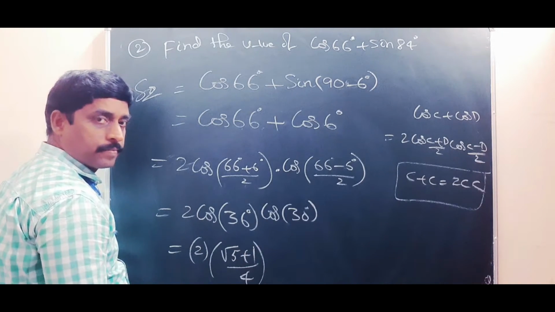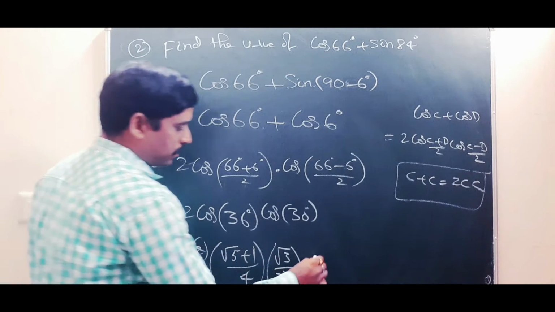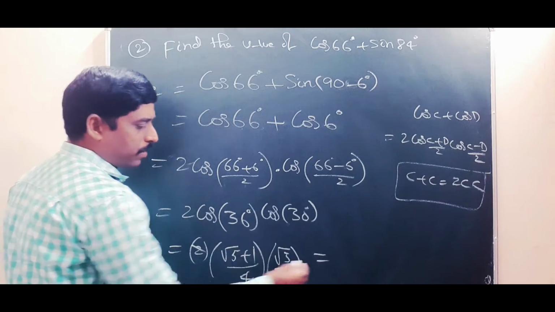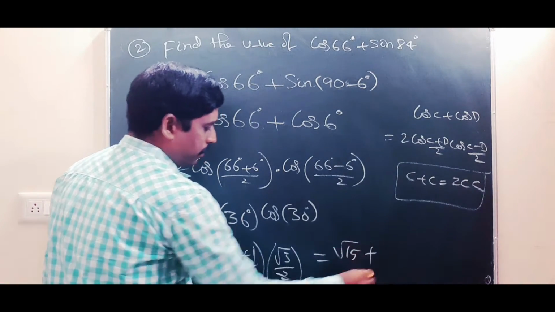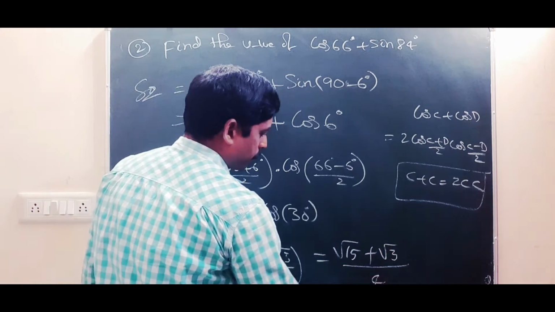Cos 30 value is root 3 by 2. Now the 1 and 2 get cancelled. So this root 3 multiplies with root 5 plus 1. Root 3 into root 5 is root 15. Root 3 into 1 is root 3, by 4. This is the answer.